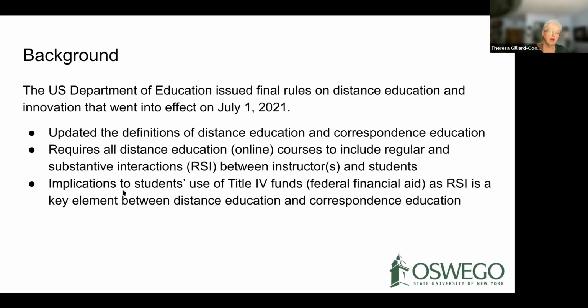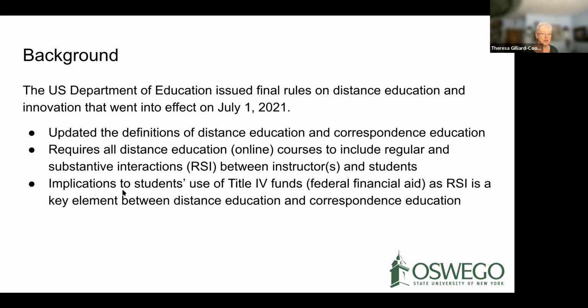So the background is that the U.S. Department of Education issued some final rulings regarding these definitions. They updated the definition of distance education and correspondence courses because they are two distinctly different things. The big thing is that it requires all distance education or online courses to include what they're calling regular and substantive interactions between instructors and students.